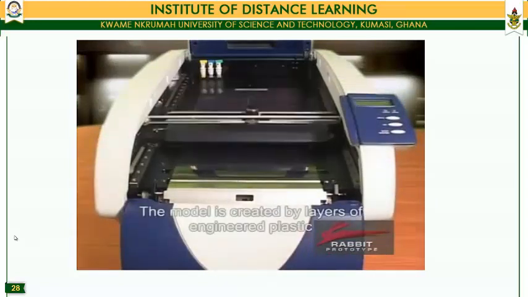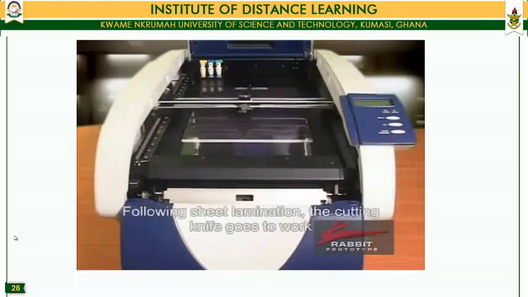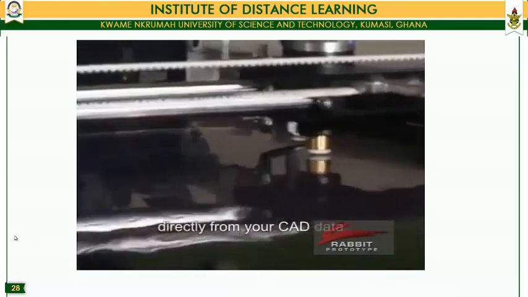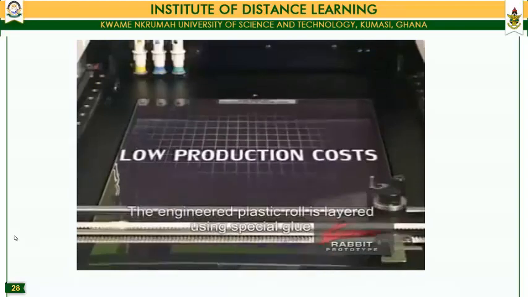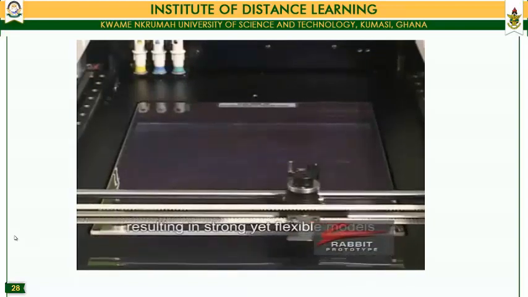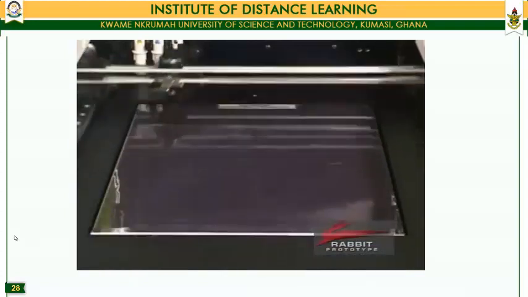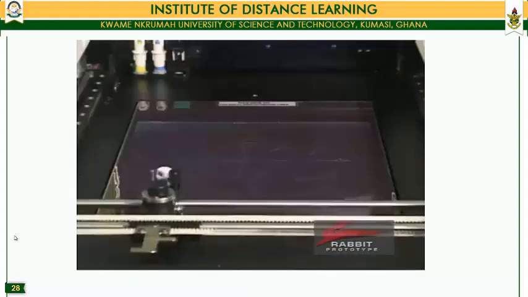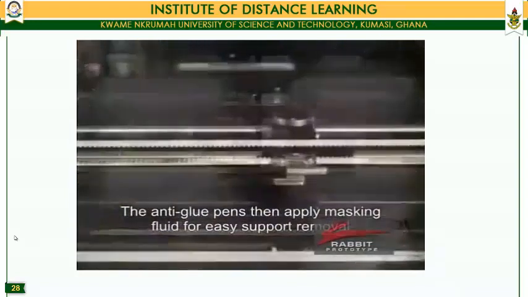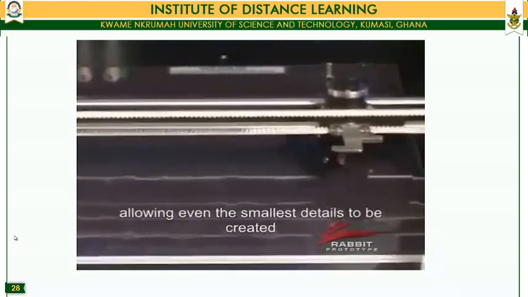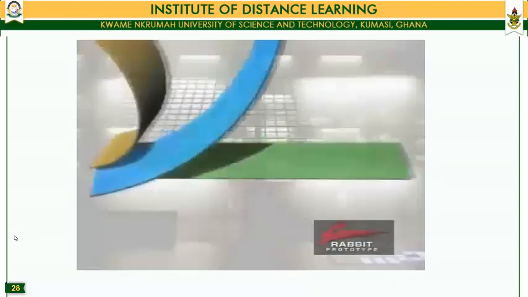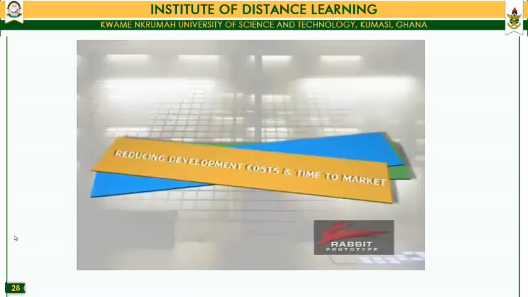The model is created by layers of engineered plastic. Following sheet lamination, the cutting knife goes to work directly from your CAD data. The engineered plastic roll is layered using special glue, resulting in strong and flexible models. The anti-glue pens then apply masking fluid for easy support removal, allowing even the smallest details to be created. Reducing development costs and time to market.